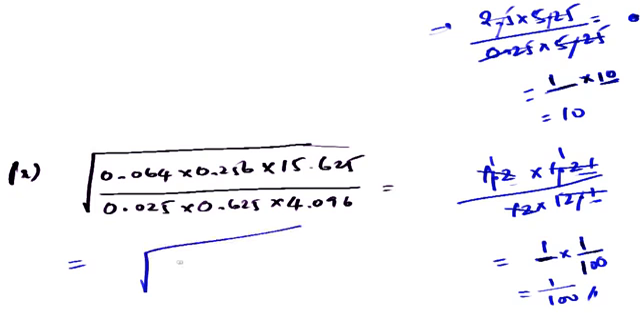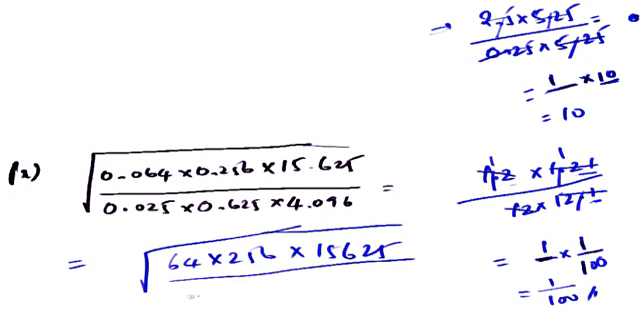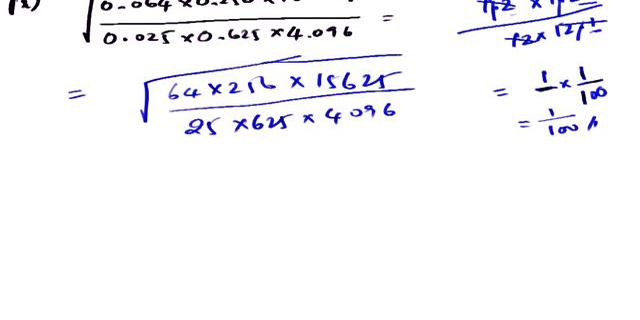So the problem will be directly converted like this. All the decimal places will go off. Then it will be converted to 64 into 256 into 15,625, all under square root, divided by 25 into 625 into 4,096. So try to write the answers. What is root 64? Root 64 is nothing but 8.